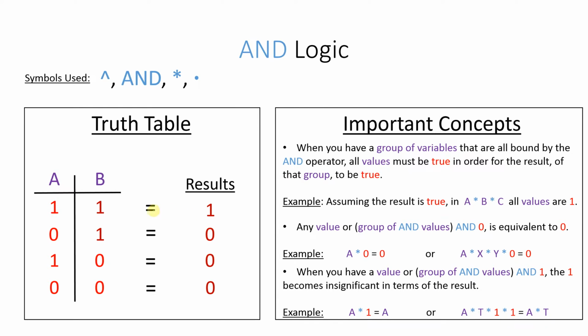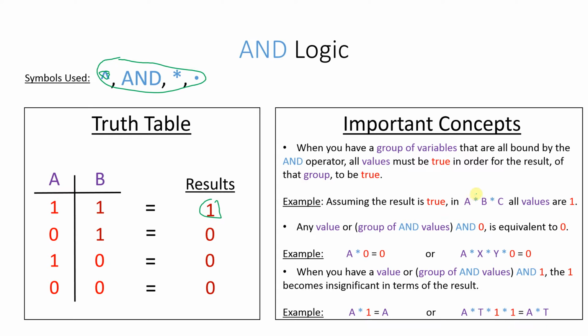Okay, this is AND logic. The way AND logic works is, in order for the result over here to be true, the first value and the second value must be true. Up here, these are just all the symbols that you'll see people use. This is used a lot in articles and stuff. This is just Shift 6 on your keyboard. This is just AND written out in capital letters, and then any type of multiplication sign means AND as well.